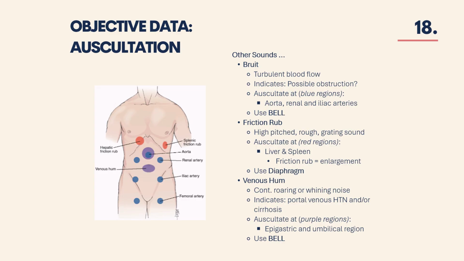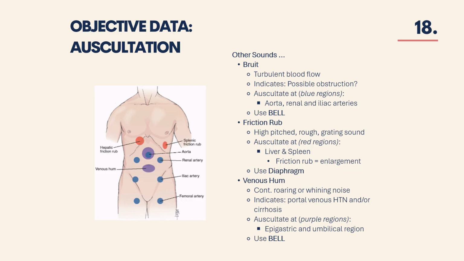Then you have your friction rub. Friction rubs are high-pitched, rough, grating sounds, and this is going to be over the liver and the spleen. This rubbing, grating sound indicates that there is possible enlargement of that organ. This is not a vascular sound, so that is why we're going to utilize the diaphragm. Where we listen for friction rubs is indicated in the red or orange region of this picture.